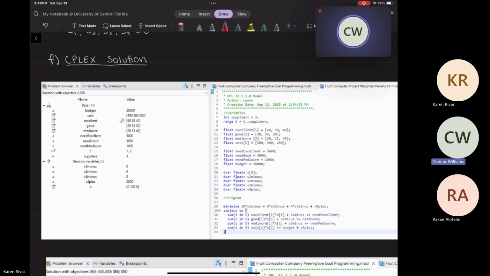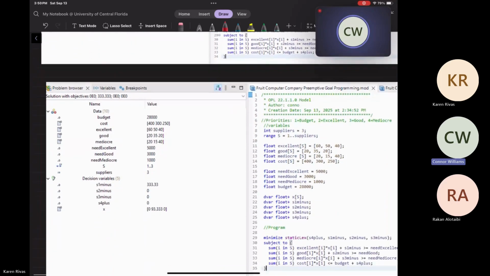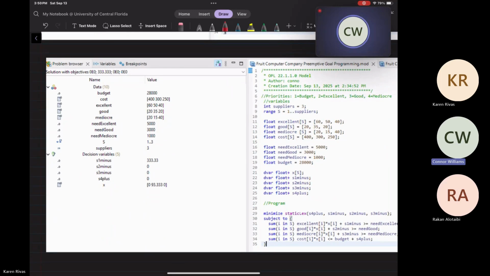And our final answer for this one is the best overall total cost plan would be to buy 100 lots of chips from supplier 2 for excellent, good, and mediocre at a cost of $30,000 total. So we are $2,000 over budget. So that is the optimal solution if we're just finding the single objective.